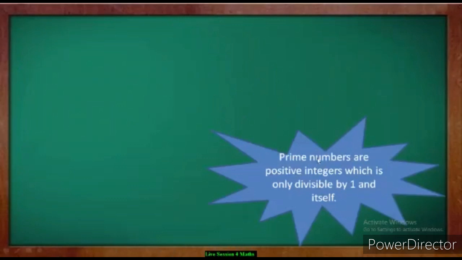Now next is prime number. Prime numbers are positive integers which are only divisible by 1 and itself.